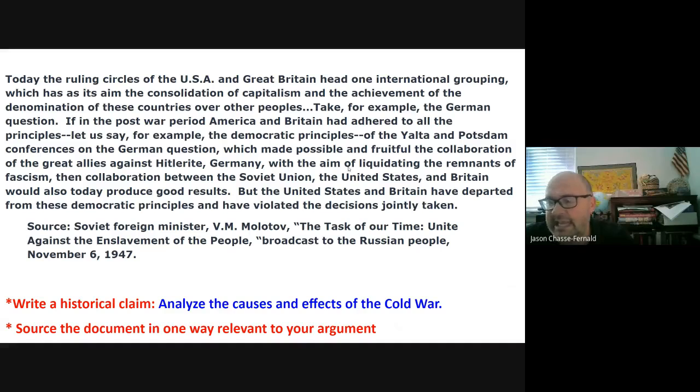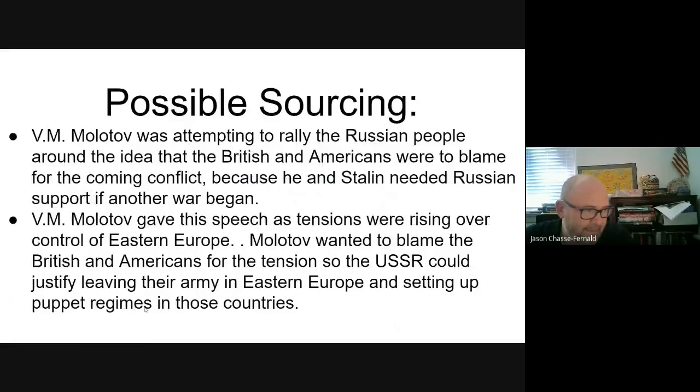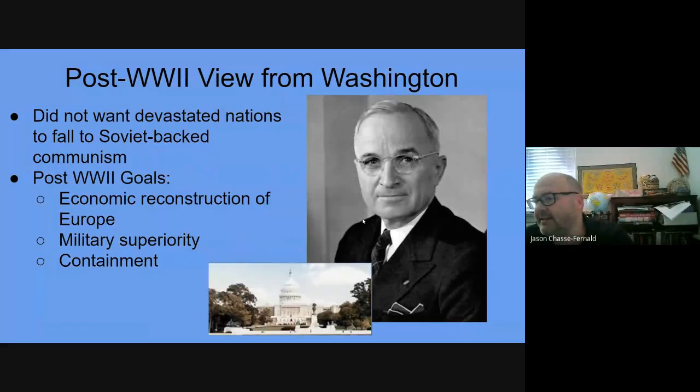Help us understand it better than what we could if we simply read it, so there needs to be that kind of outside information brought into this specific document. All right, so there's some sourcing ideas, right? And hopefully one of these kind of matches up with what you did. All right, let's do another little sourcing activity here.